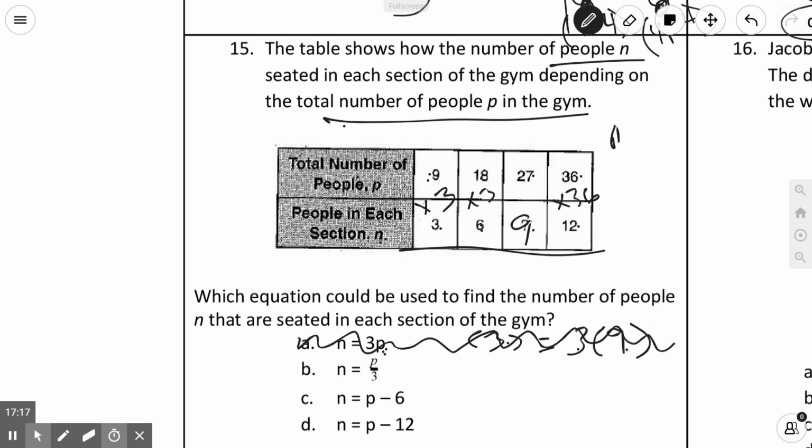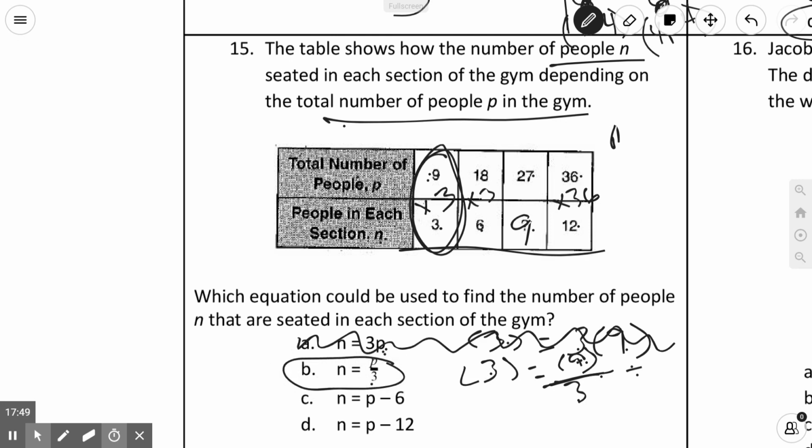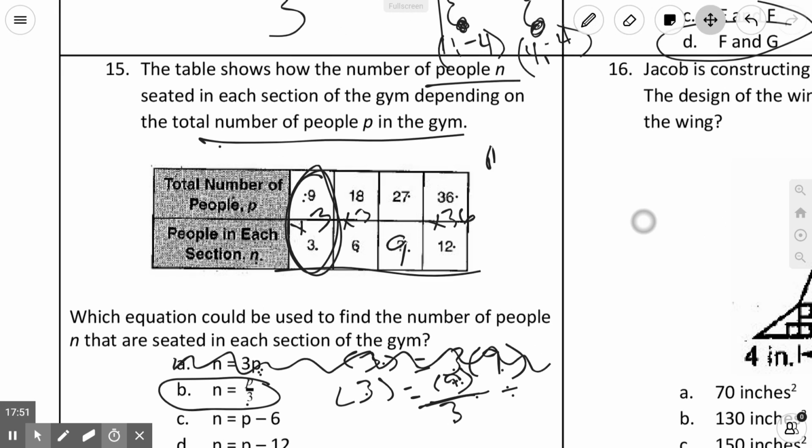So let's do this. N, let's use the same number, is 3 parentheses equals 9 fraction bar 3. And the reason I put 9 here is because 9 is the P. Delete that. 9 is the P that is this section right here. And so the 3 goes with the 9. And 9 fraction bar 3, fraction bar means divide. So 9 divided by 3 gives me 3. So the answer here is B, N equals P over 3.